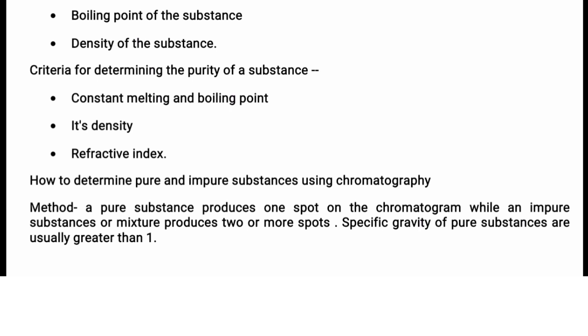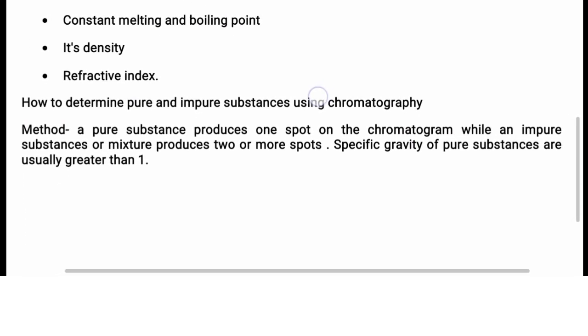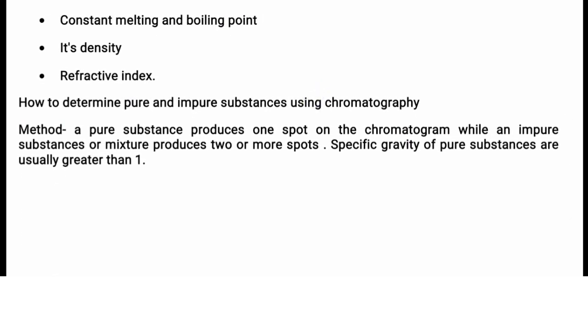How to determine pure and impure substances using chromatography? How do you do that? The method: a pure substance produces one spot on the chromatogram, while an impure substance or mixture produces two or more spots. Then the specific gravity of pure substances is usually greater than 1. Water is 1, and it is used to determine other specific gravities. So the specific gravity of pure substances is usually slightly greater than 1. You can check it yourself.